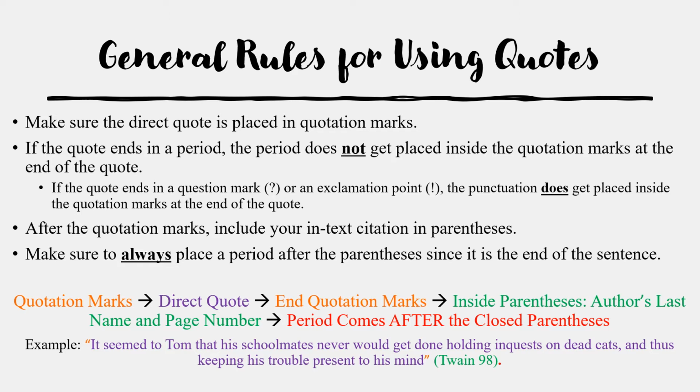If you take a look at this color-coded example, it shows you that when you're putting this direct quote into your paper, you should always begin it with quotation marks. Then make sure you are typing the exact direct quote exactly as it appears within the text that you're pulling it from. Then you end the quotation marks. Then you begin the parentheses, and inside of them goes the author's last name followed by the page number. A period comes after that closed parentheses.